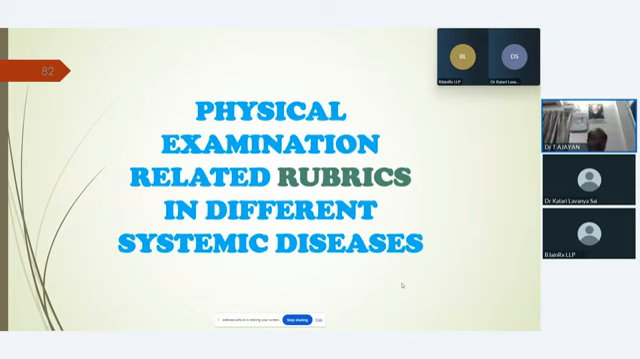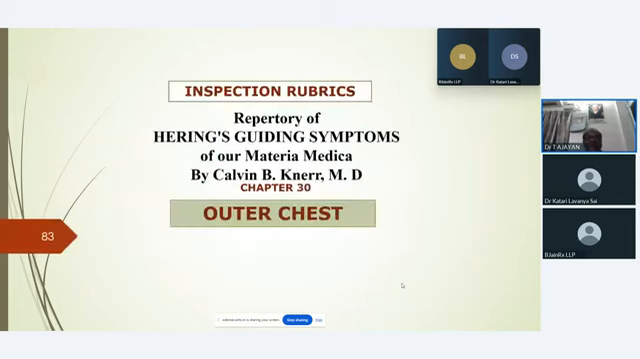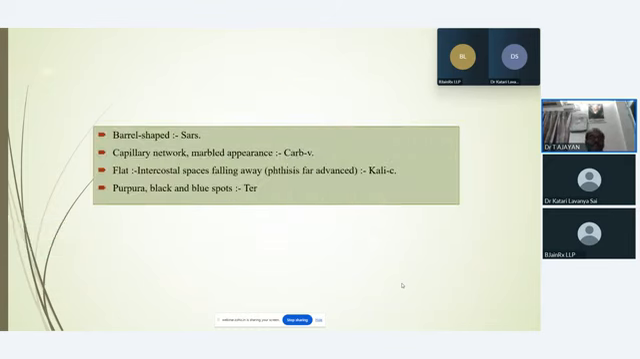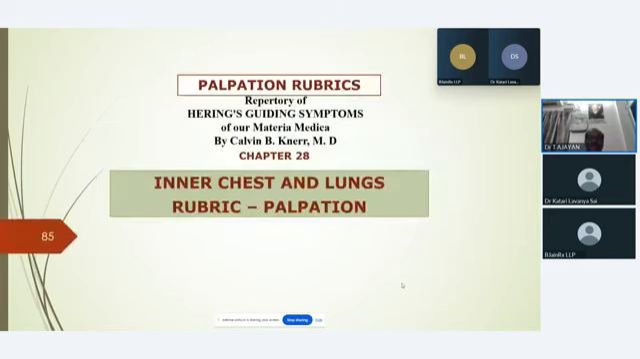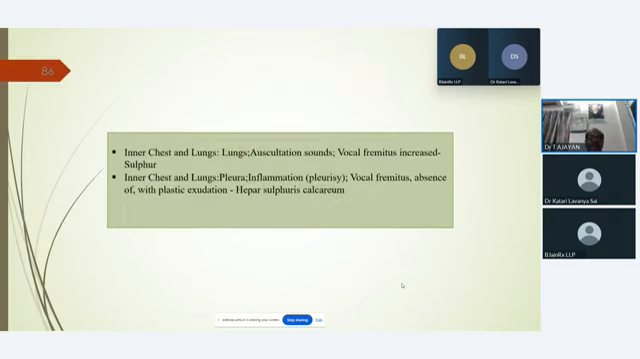Then physical examination related rubrics in different systemic diseases. Listen, in the repertory, hearing aiding symptom or Calvin. Outer chest, barrel shaped, a few drugs, Sarsaparilla, only one drug is there. Then flat chest, intercostal space falling away, Calcarea carb. Then inner chest, lung, palpation. Inner chest, lung, auscultation sound, vocal fremitus is increased, only one medicine, Sulphur. The inner chest, lung, pleura, vocal fremitus absent with plastic exudation, Hepar sulph.